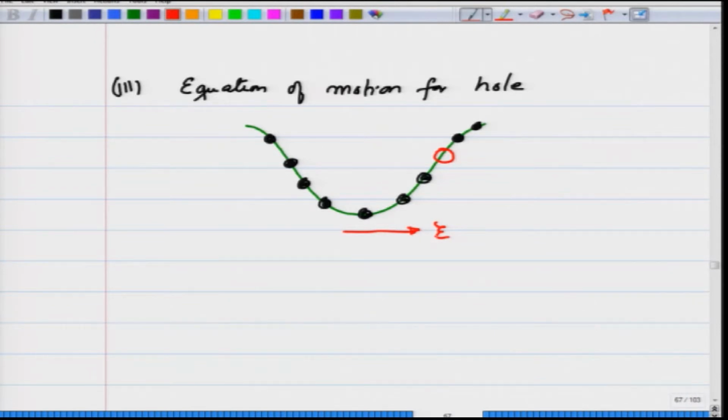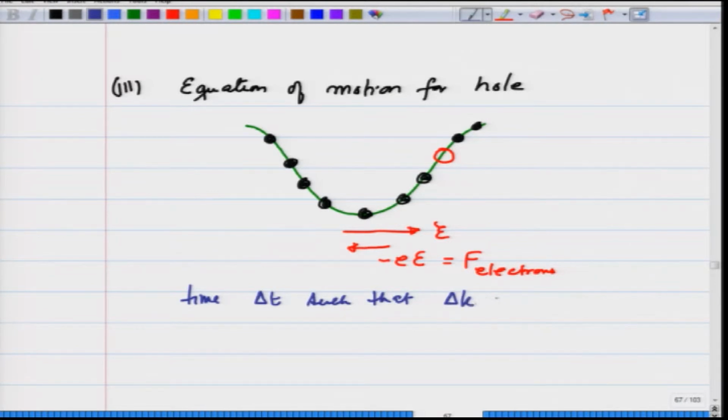in the positive x direction, then the force on the electrons would be minus E, that is the force on electrons. Let me take time delta t such that delta k is precisely equal to the gap between two states. So, let us say 2 pi over L, and let us see what will happen. So, I will show this in the next slide.